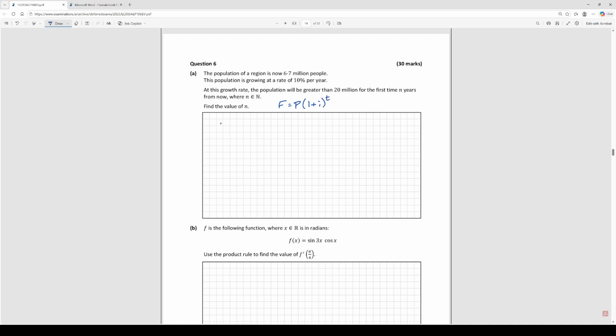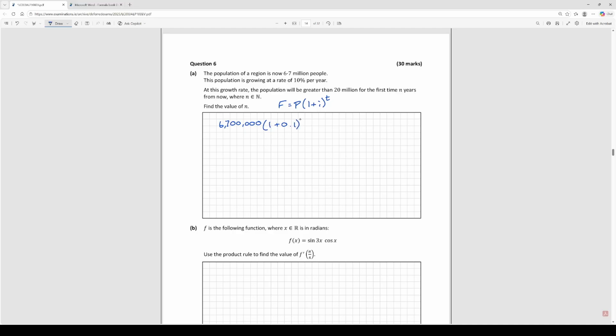P is the starting amount, so I would say the 6.7 million, which if you want to write as actual numbers would look like this, because there has to be 6 numbers after the 6 for million. I can't imagine they did the 6-7 on purpose actually that long ago, did they? They can't have. The population is growing at a rate of 10%, so we would say 1 plus, now don't forget, instead of 10 we'd write 0.1.